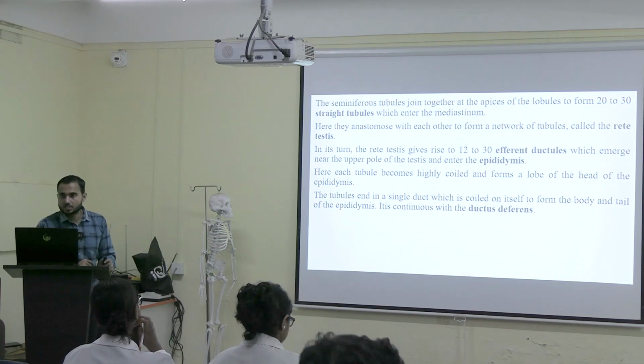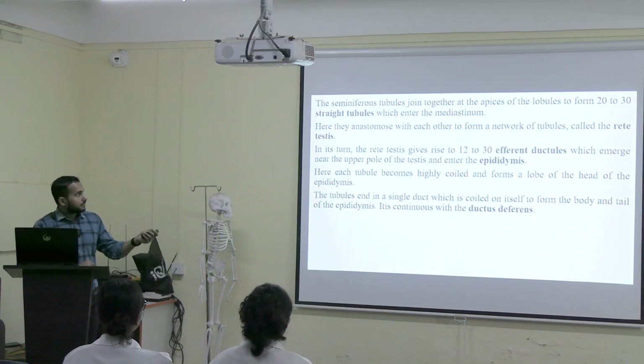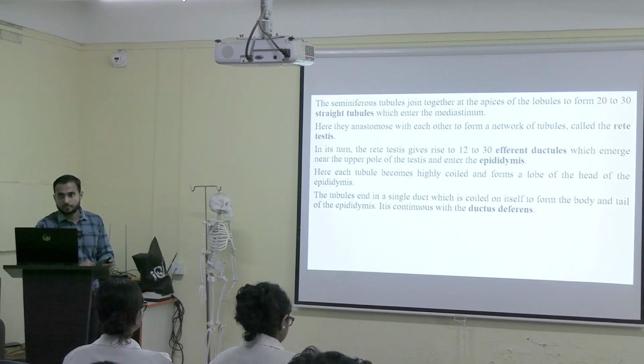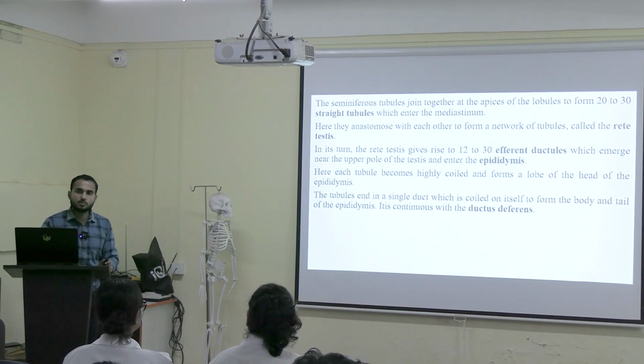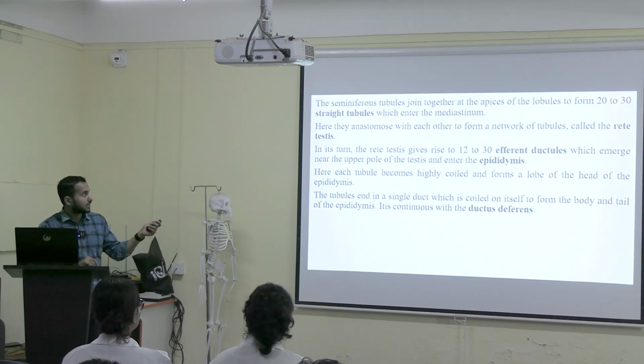Next, the highly coiled seminiferous tubule, what will happen? They will become 20 to 30 straight tubules which enter the mediastinum. So the highly coiled seminiferous tubule will go to the mediastinum of the testis. When it is going to the mediastinum of the testis, at that time it is becoming straight tubules. The number is approximately 20 to 30.